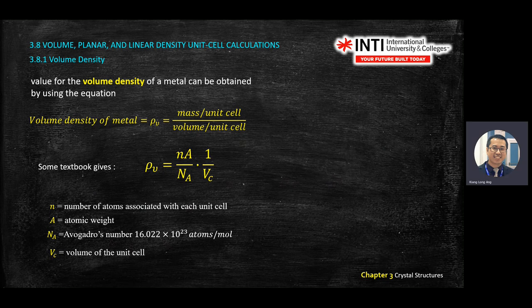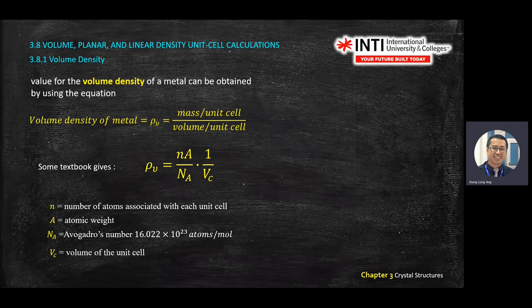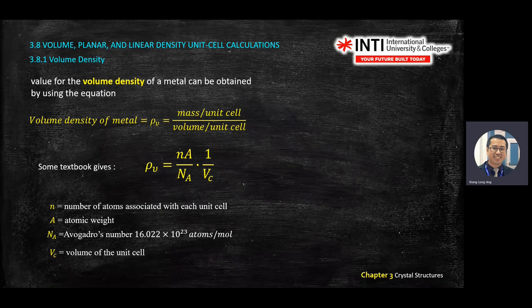Avogadro number, is it correct? No one, right? Okay. Avogadro number is wrong on my slides. It's 6 point something times 10 to the power 23. So it's wrong, it's not 16. So volume, you know how to calculate already. So again, memorize this one. Memorize this one. Okay.